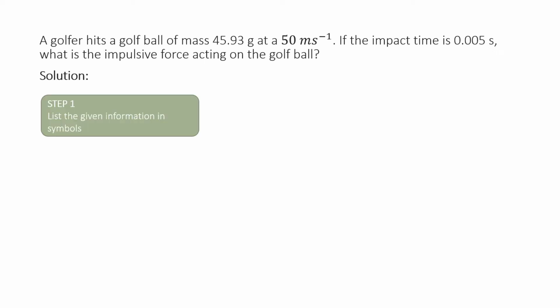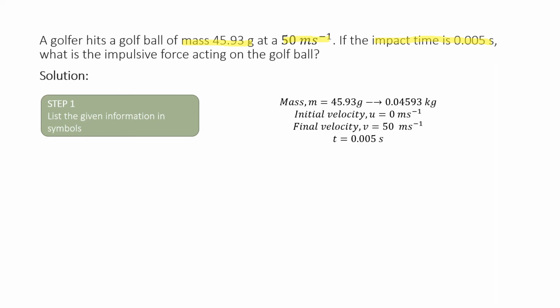Step 1. List the given information in the symbols. Let's look into the question and find all the given information. From this question, we have mass, we have final velocity, and also we have the time of impact. Now, we can list all the given information, which is mass equal to 45.93 grams.